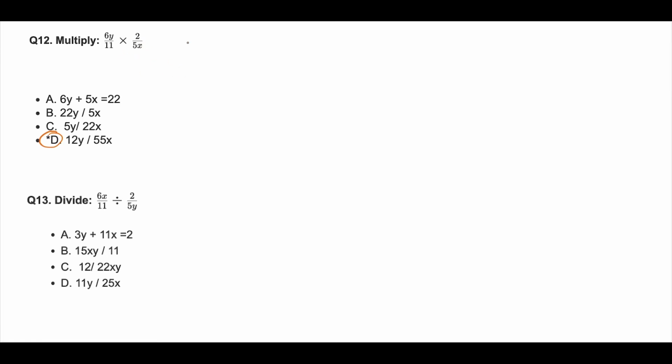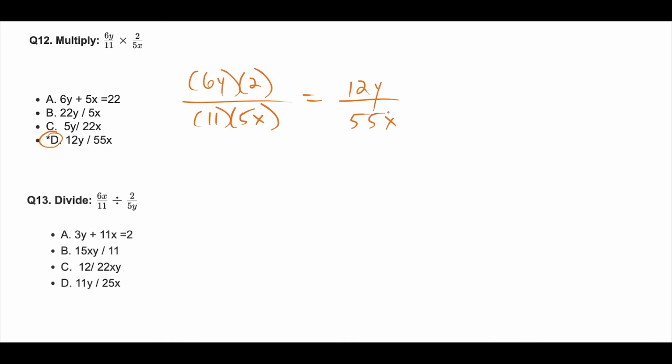But to answer question 12, what you want to do when you multiply fractions is multiply the numerators together. So you have 6y times 2, divided by, and then you multiply the denominators together. You have 11 times 5x. So to simplify this, 6y times 2 is 12y, and in the denominator, 11 times 5x is 55x. So from this step here, we could see that it's 12y over 55x. So this is going to be choice D.